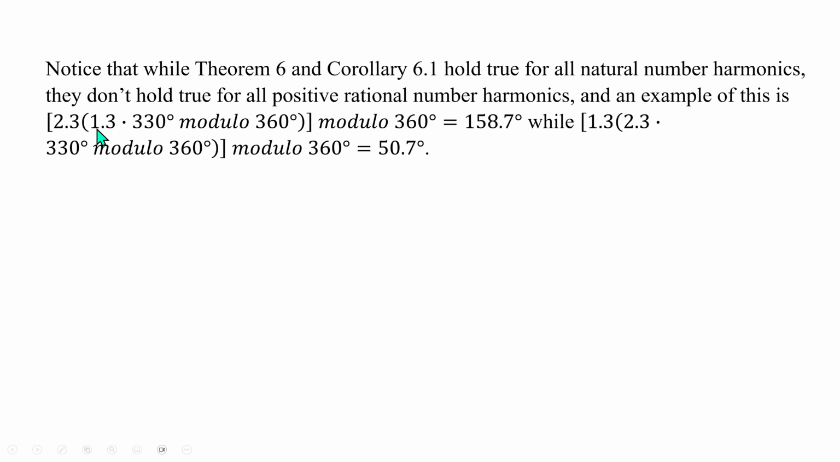So here, 2.3 and 1.3, they're my m and n, except that m and n are not natural numbers now. They're positive rational numbers that are not natural numbers. And this shows that the order in which you do things now makes a difference. This harmonic of this harmonic is not the same as the opposite order.